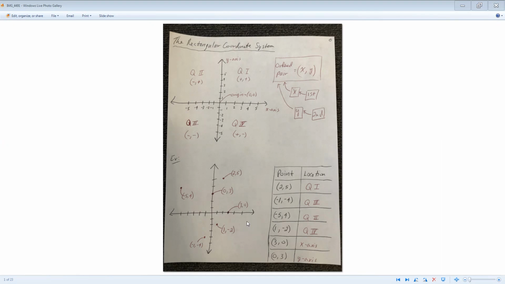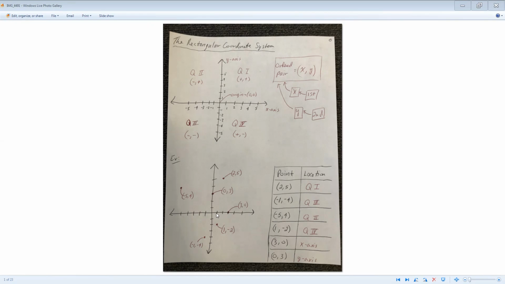If you took a few test points to show how to graph, you always start at your origin. If we look at the first point, which is 2, 5, you start at your origin, go to the right 2, up 5. Those are two positive numbers, so that puts us in quadrant 1.